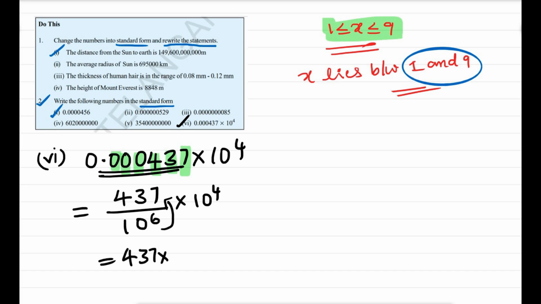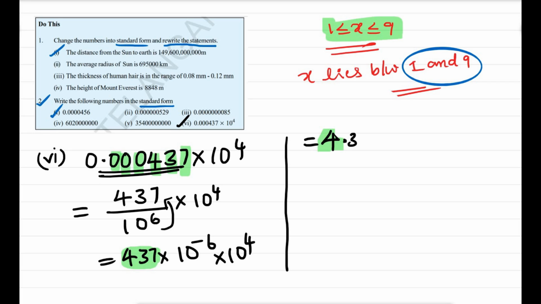So what happens here? 10 to the power of minus 6 into 10 to the power of 4 already there. Now I just want to reduce this 437 to less than 10. So I can write this as 4.37 into 100. 100 means 10 power 2. The remaining 10 power minus 6 and 10 power 4 are the same. If you observe, the bases are equal, so add the powers.